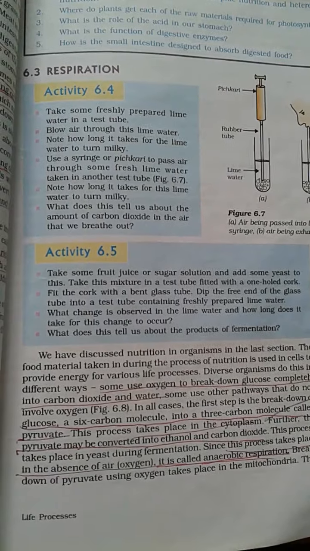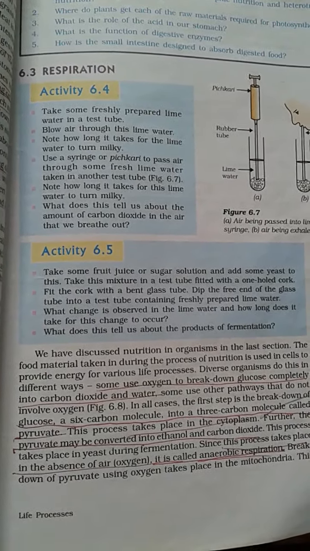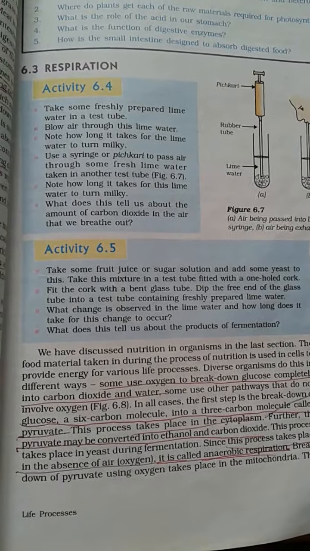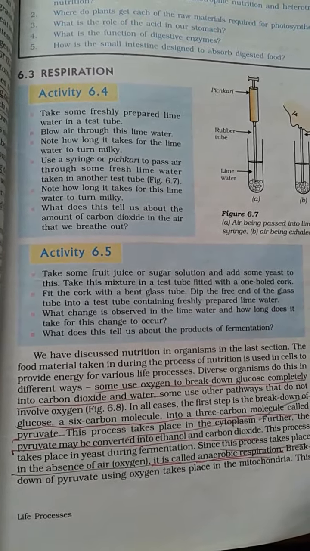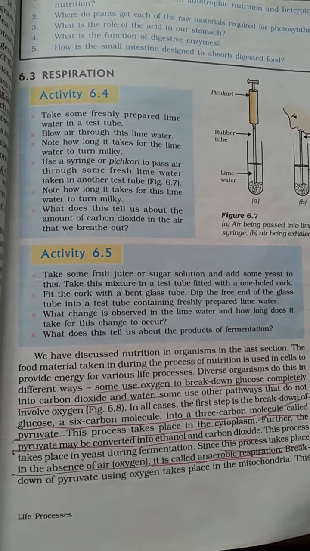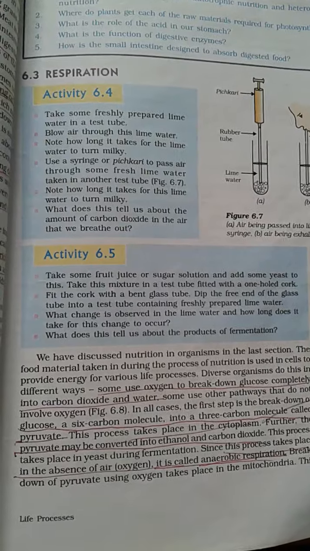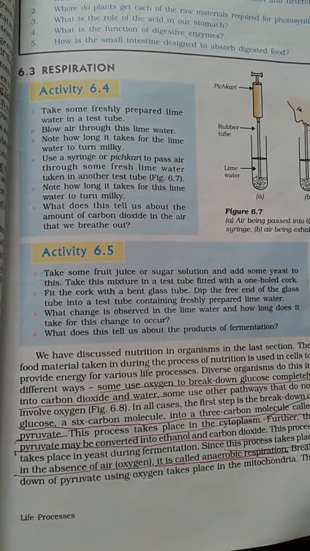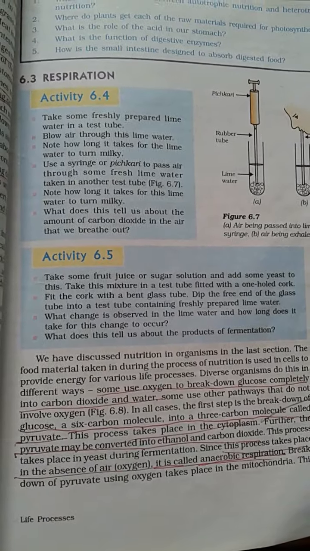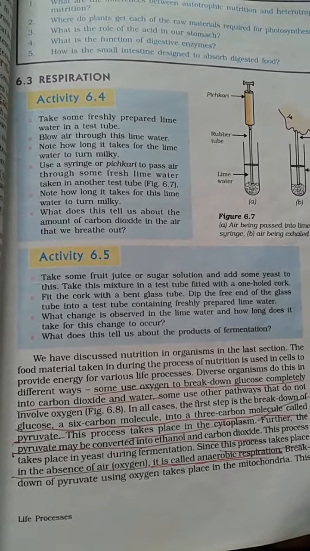There are two types of respiration. One aerobic respiration, another anaerobic respiration. Aerobic respiration means the breakdown of the food which takes place in the presence of oxygen is known as aerobic respiration, whereas anaerobic respiration means the breakdown of the food which takes place in the absence of oxygen to produce energy is known as anaerobic respiration.